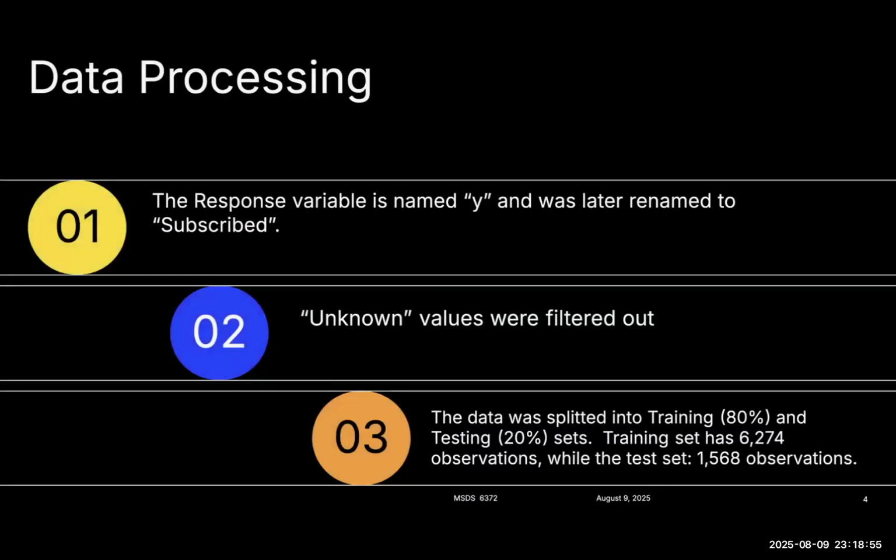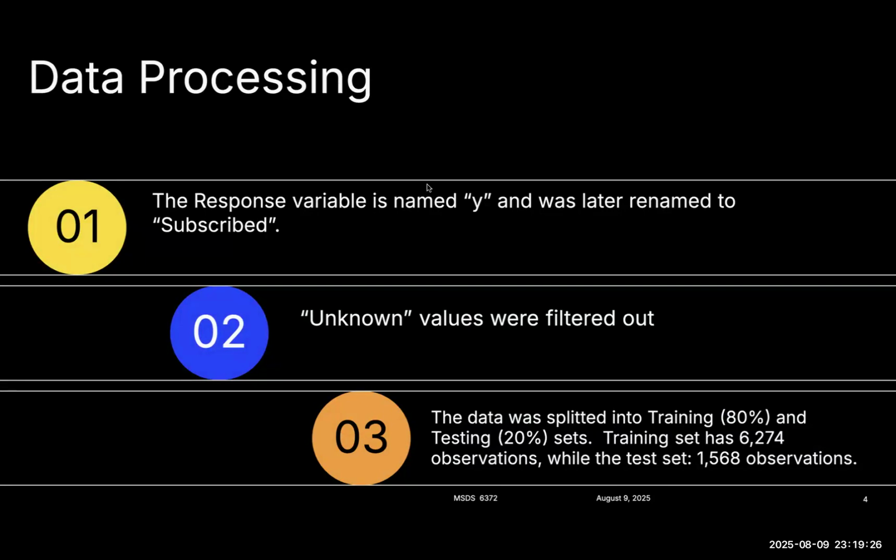And so we put it into our pipeline. In our pipeline of data processing, the response variable is coded as Y, and we renamed it to subscribed. The unknown values were filtered out because we can't really get a lot of data with unknown. And then the data was split into training, 80%, and testing, 20%, sets. The training set has 6,274 observations, while the test set had 1,568 observations.